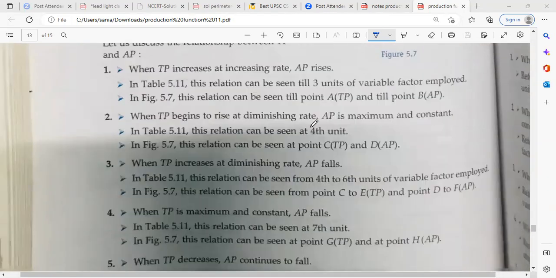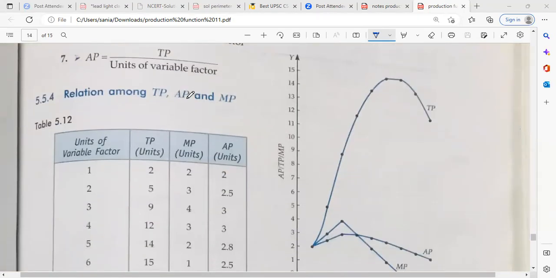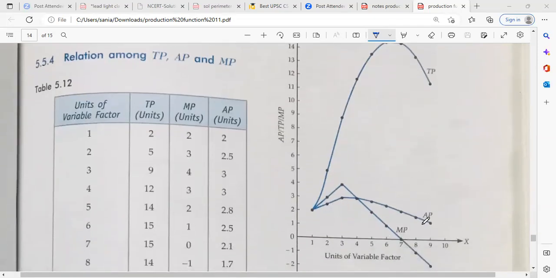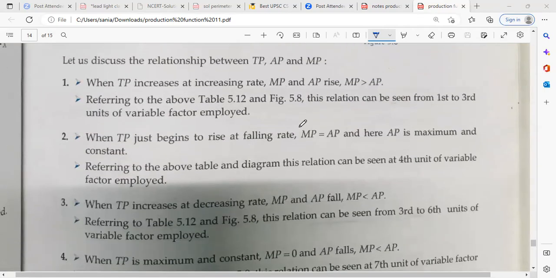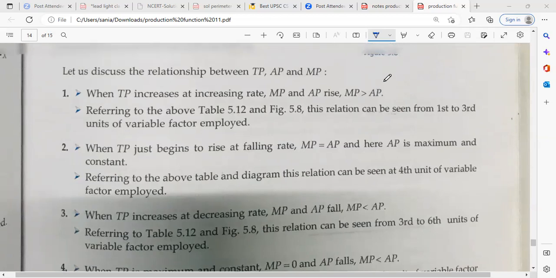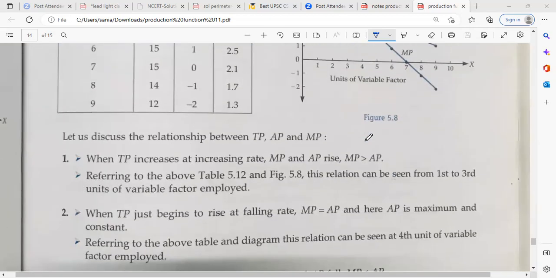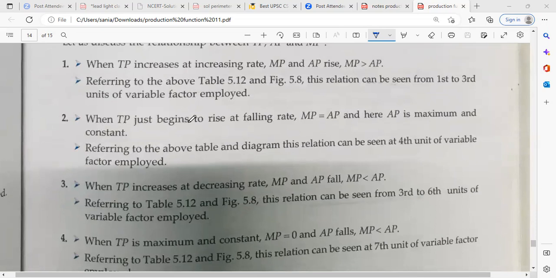Now you have one very important concept, which is the relationship between TP, AP, and MP. You know, TP looks like this, MP looks like this, and AP looks like this. So you have to now write the relationship. So what is the relationship? When TP increases at increasing rate, MP and AP rise, and at that time MP is greater than AP.